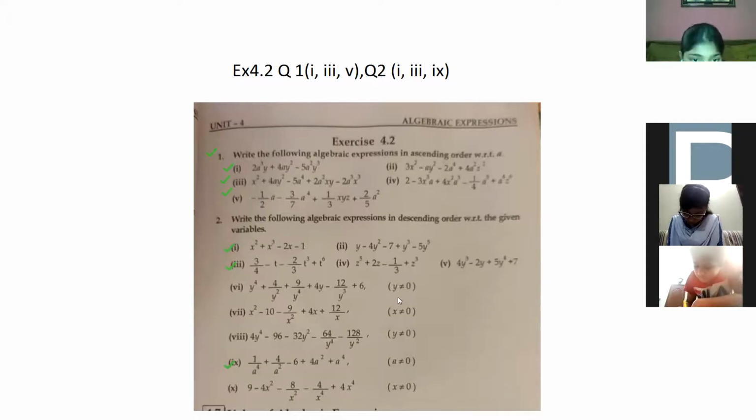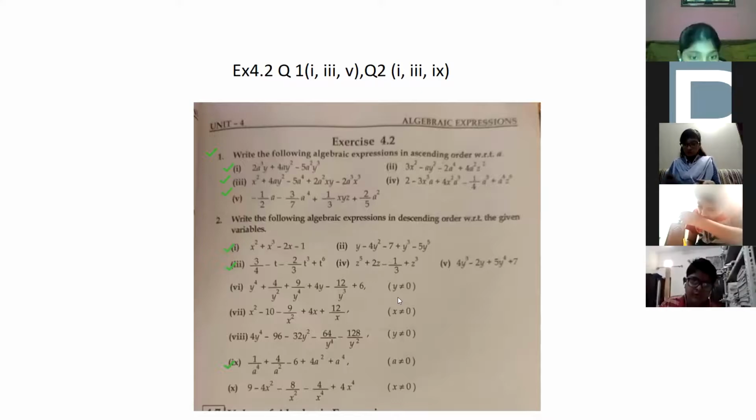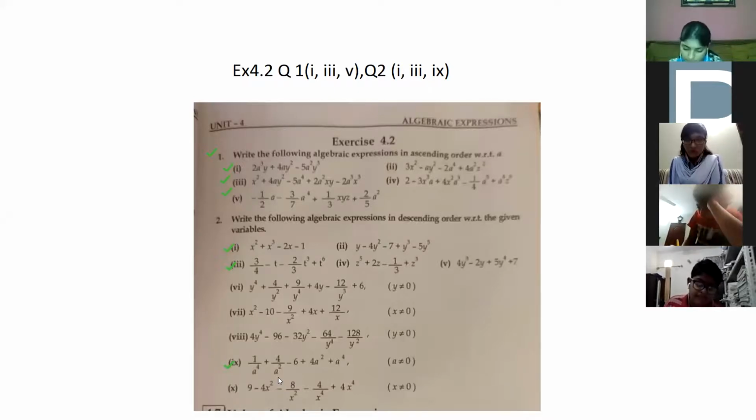Now, Nuseba's turn. Okay? Yes, Nuseba. Assalamu alaikum, Nuseba. Walaikum assalam, Miss. Now, this is question number 9. Is it difficult, Nuseba? No? Very good. Now give me the answer. What will be the first term? A raised to the power 4. Plus 4a cube.